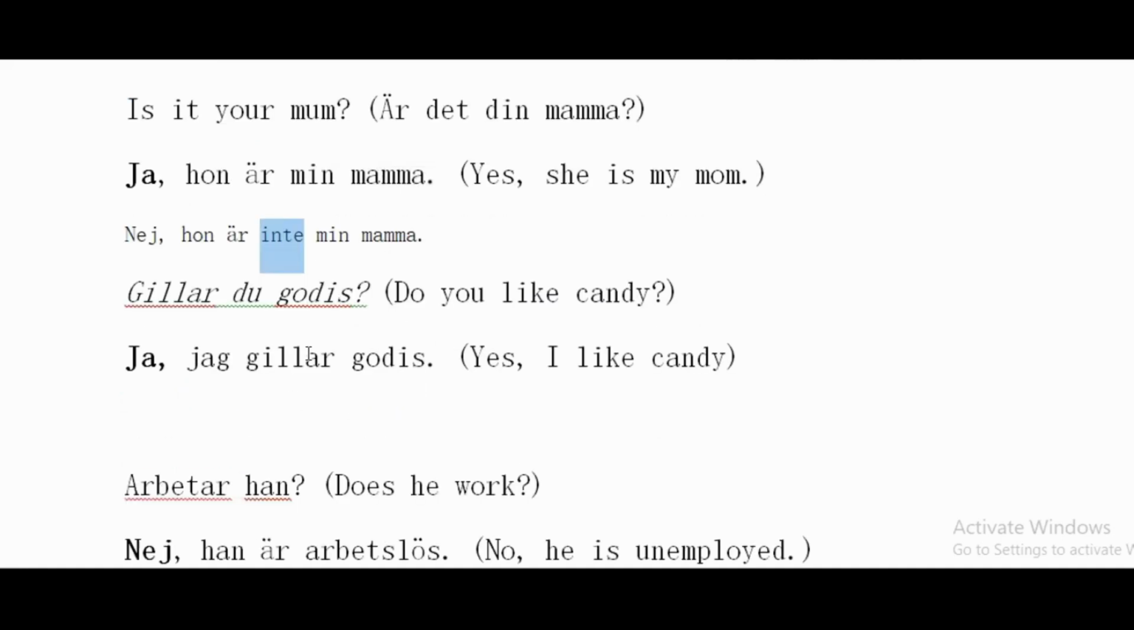Next we have Gillar du godis? Do you like candy? Ja, jag gillar godis. Yes, I like candy. If you want to say that you don't like candies, what should you write here? Nej, jag gillar inte godis. We have learned in this lesson that negation should be after the verb. So this is my verb, gillar, and then place the negation inte here. Jag gillar inte godis. I don't like candies.